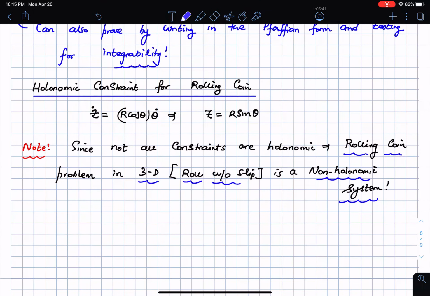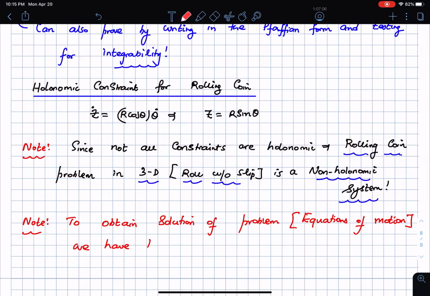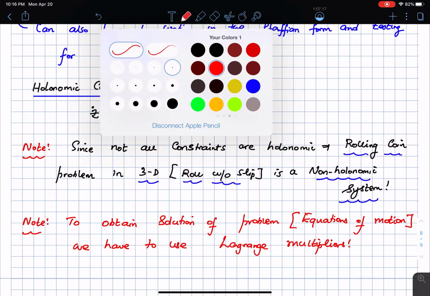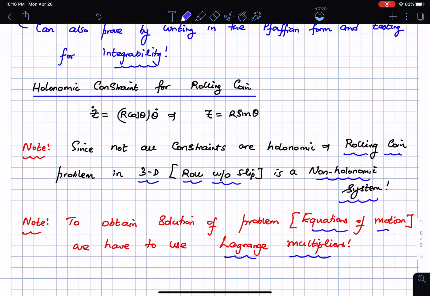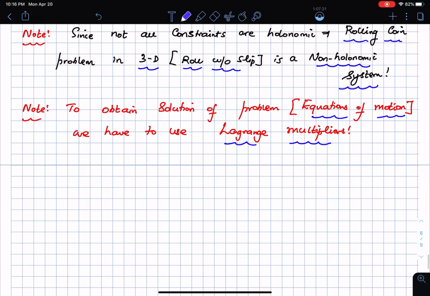Okay, so note that to obtain the solution of the problem, that is the equations of motion, we have to use Lagrange multipliers for the problem of the rolling coin. To obtain the equations of motion, and also of course to solve for the constraint forces. The constraint forces, if I don't use a holonomic constraint, these are essentially going to be the friction forces in two directions. So I'm just going to make one more brief note.